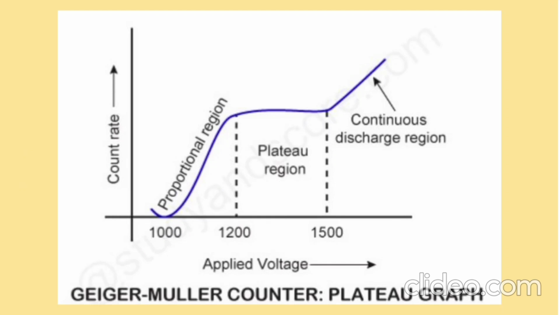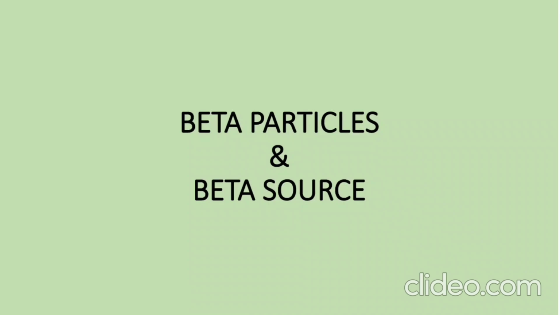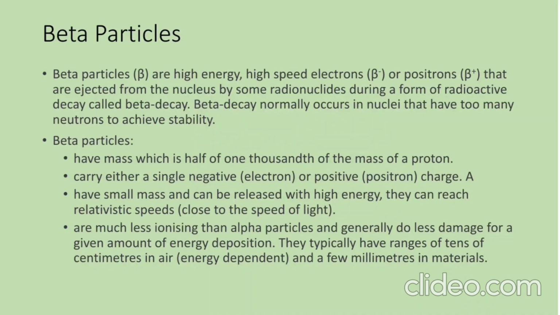In our experiment, we will be using beta source. So let us study about beta particles and beta source. Beta particles are high energy, high speed electrons or positrons that are ejected from the nucleus by some radionuclides during the radioactive decay, which we call beta decay. Beta decay normally occurs in a nucleus that has too many neutrons, and it occurs to achieve stability.